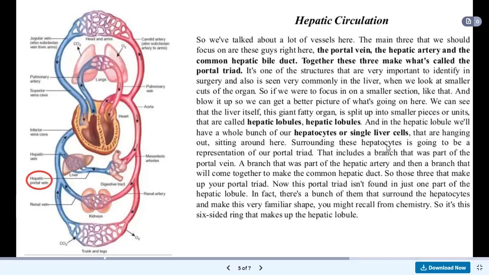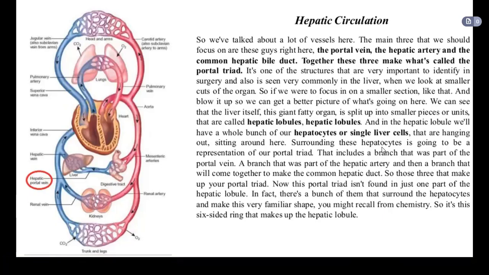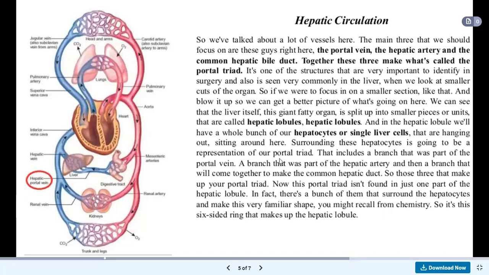Now, surrounding the hepatocytes is going to be a representation of our portal triad. As I showed you in the previous slide, the lobule has 6 sides, and each of these 6 sides has a portal triad. That includes a branch of the portal vein, a branch of the hepatic artery, and a branch that will come together to make the common hepatic duct, which we already explained. So those 3 make up your portal triad.